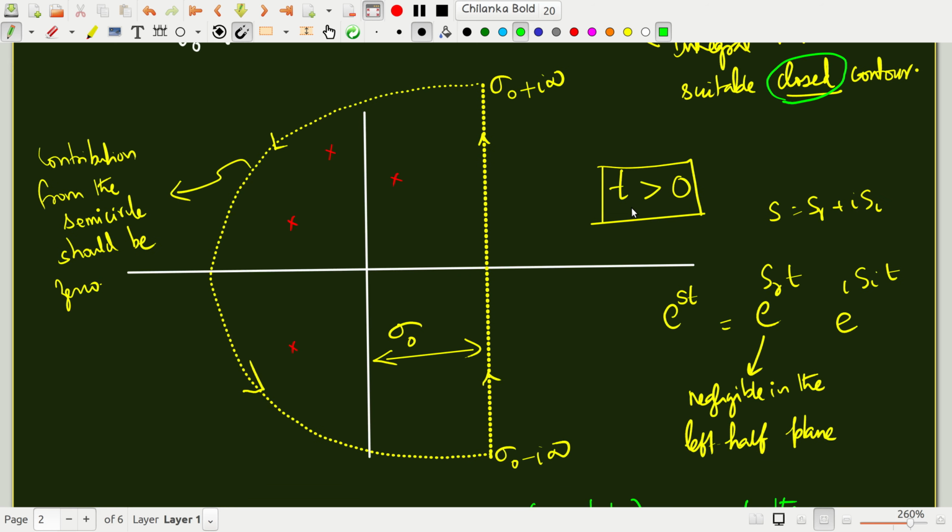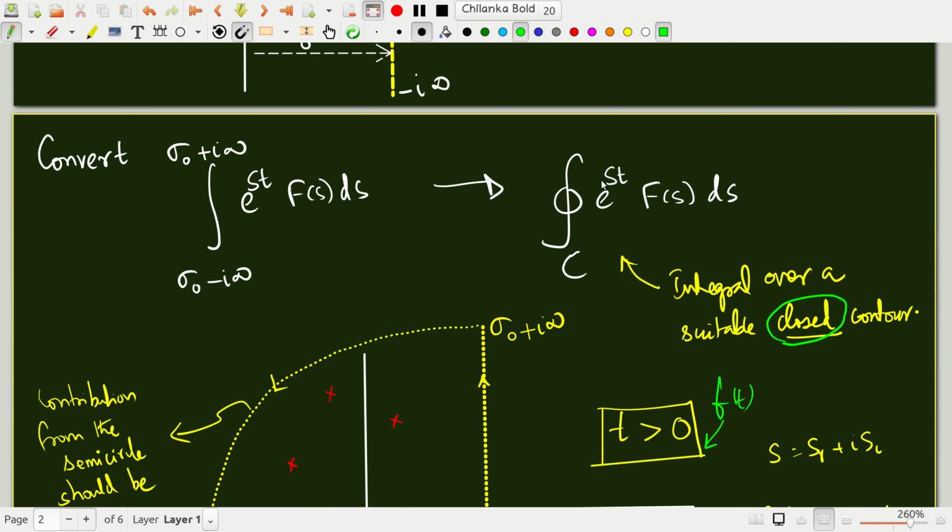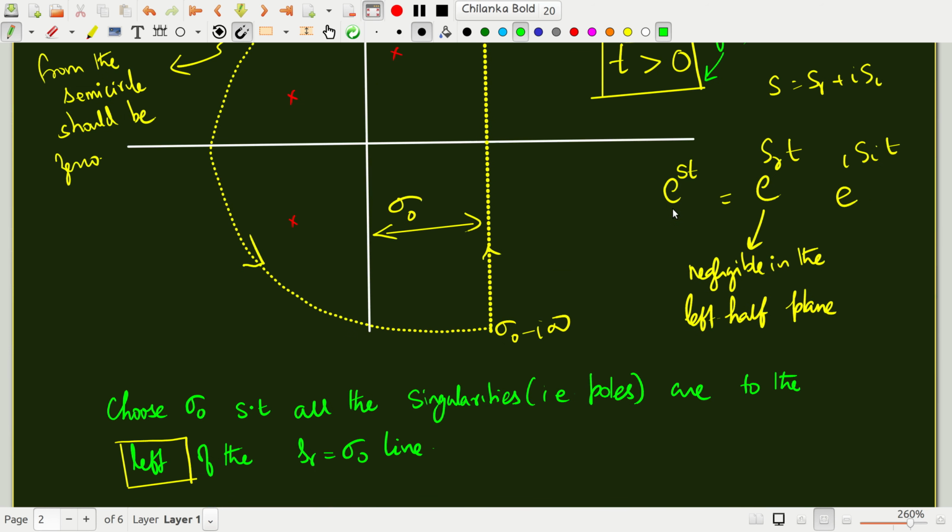Now we are interested in finding the value of the function f of t for t greater than 0. For t greater than 0, if you look at this integral, you have e to the st times f of s. So let's look at e to the st. s is a complex variable with real part s_r and imaginary part s_i, right? e to the st is written as e to the s_r t times e to the i s_i t.